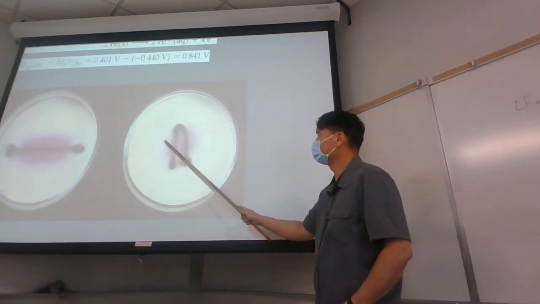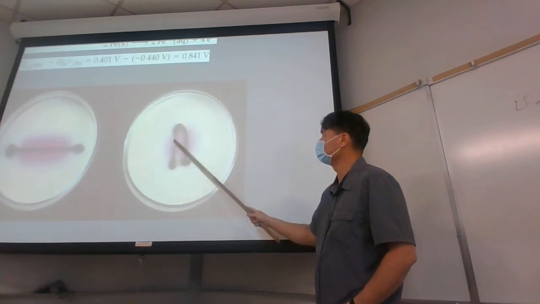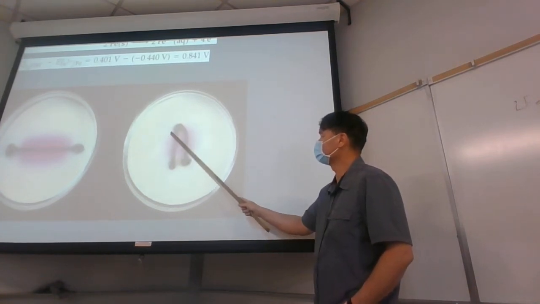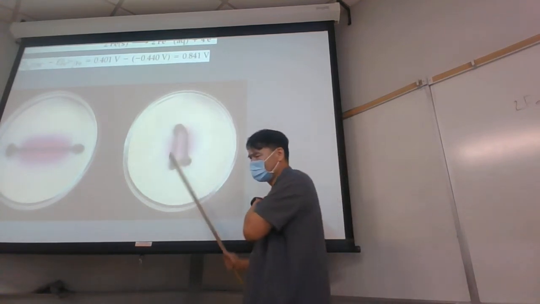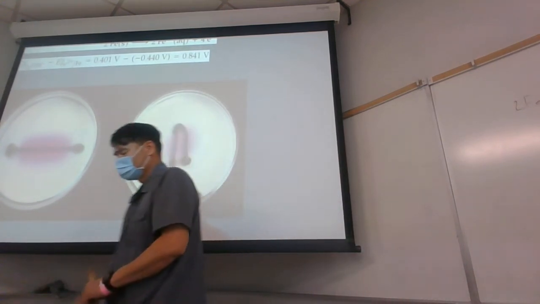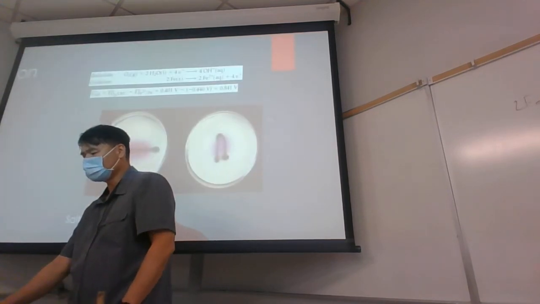So cathode, oxygen is generating hydroxide. Anode will generate iron 2. And then the hydroxide goes towards the anode and precipitates out iron 2 hydroxide. So we get green precipitate here, here, and here. So this happens slowly in DI water.